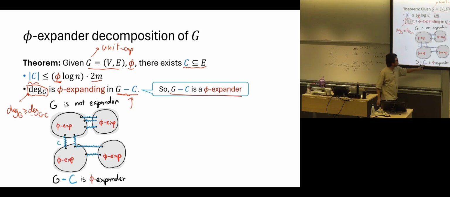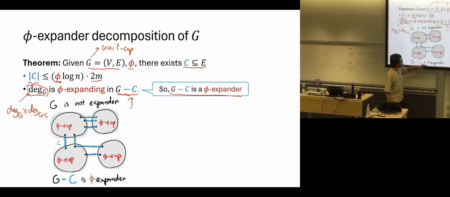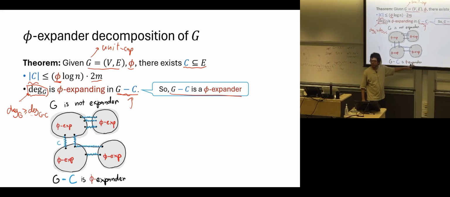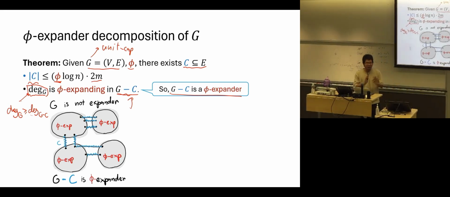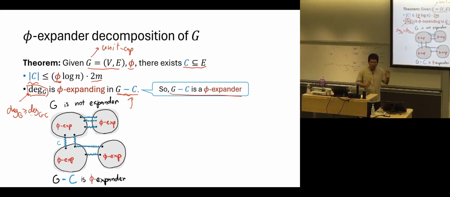And G minus C, so it means that G minus C is a phi expander. Right? Because to say that G minus C is a phi expander just means that each component is a phi expander. So you don't need to understand why this is the case yet, like why C exists. I just hope that you understand the statement right now. Okay.